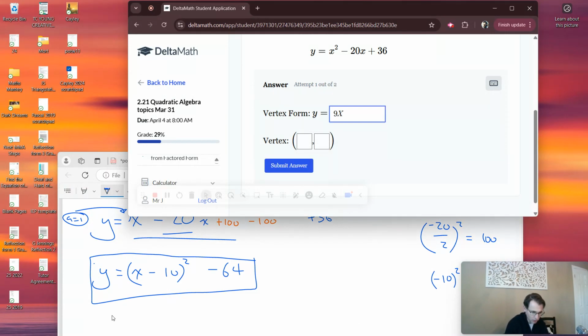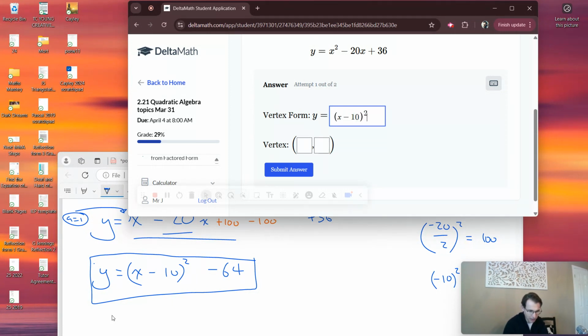Isn't that just so convenient? What am I typing? I pushed shift at the wrong time. X minus 10, end the bracket, square the bracket, get back down on the line, minus 64. And it wants me to tell it the vertex as though it doesn't know. It knows, but it's playing coy, pretending it doesn't know.